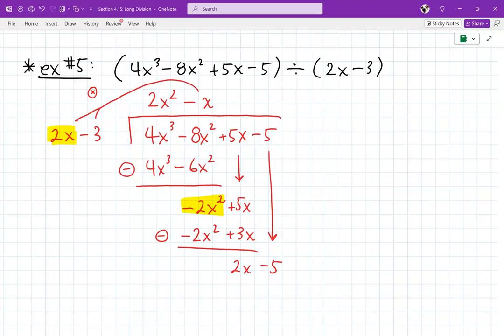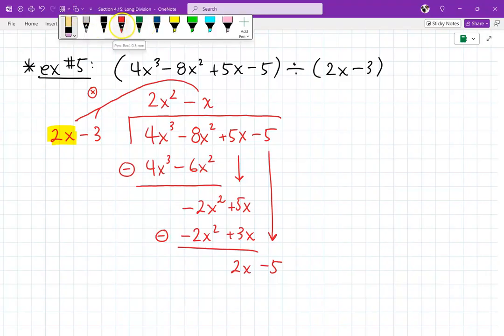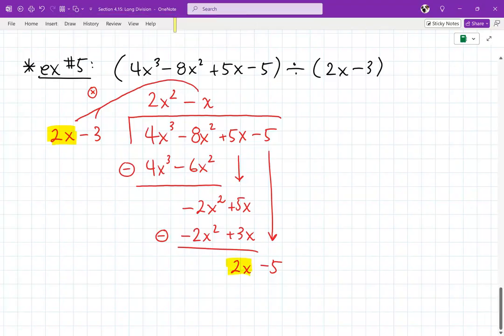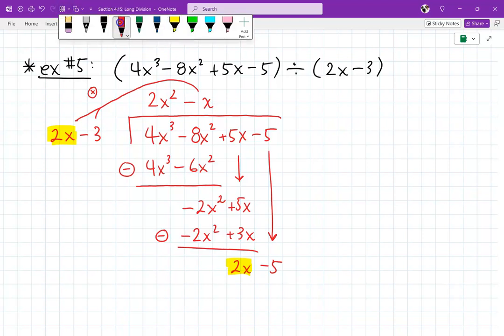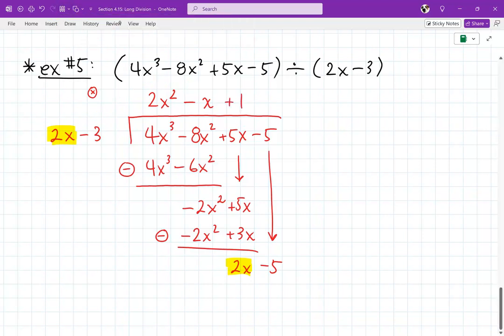By the way, if a remainder is 0, you just don't write a remainder at all. Just write your answer. But, all right, one more time, because I still don't have a remainder. I have two terms left. So, I'm going to focus on these two terms right here. 2x and 2x. So 2x times what is 2x? 1. So plus 1. I multiply positive 1 times both of these. So that comes out to 2x minus 3. And I subtract.